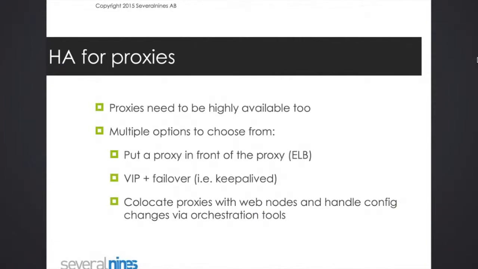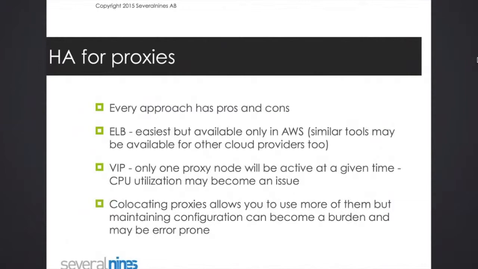The reasoning behind it is that if the proxy is down, it's very likely that the application server will also be down, and then there is not that much impact. The problem here is that you may have multiple proxy nodes in operation, so you need to use some kind of orchestration tools like Ansible, Puppet, Chef, you name it, to maintain the status of those proxies and maintain the configuration. And every approach has pros and cons, obviously.